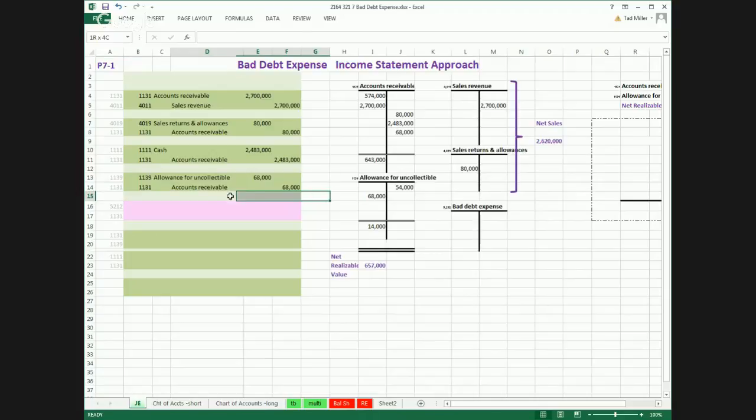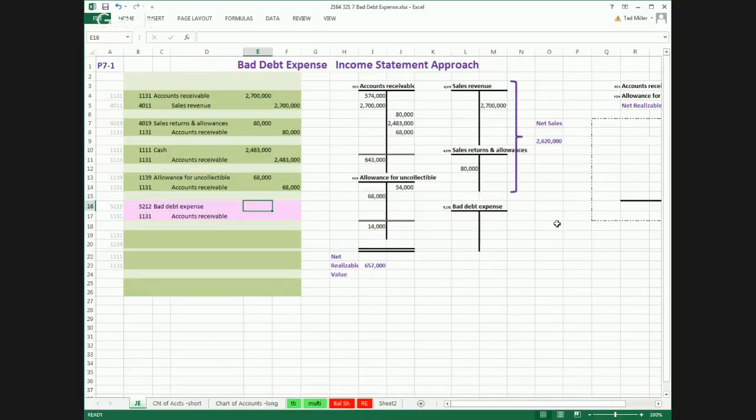It's also time to take a moment and look at these entries. These top four entries would be the same whether we were using the income statement approach or the balance sheet approach. The only thing different between these two approaches is the following entry: how we calculate bad debt expense. In fact, the form of the entry would be the same under either approach, but the amount of the entry would be different.